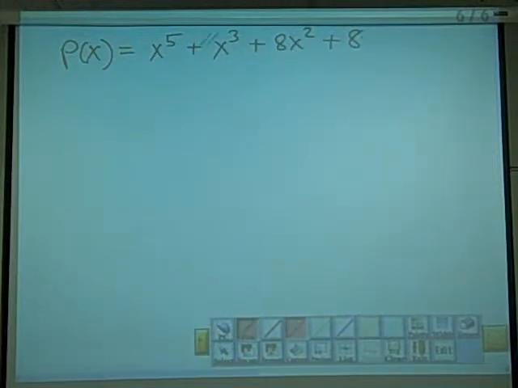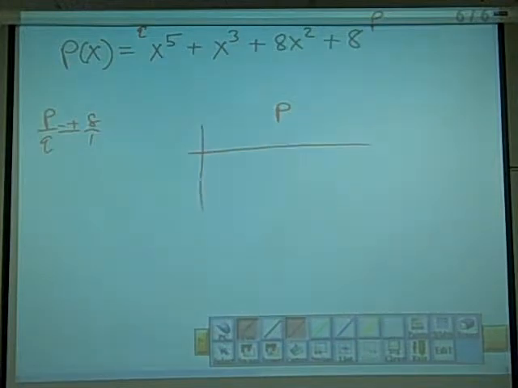So we know that we have a P and a Q, right? P is 8, Q is going to be 1. Okay, so we know that P over Q is going to be plus or minus 8 over 1, right? So we're going to use factors of 8 for P and factors of 1 for Q.